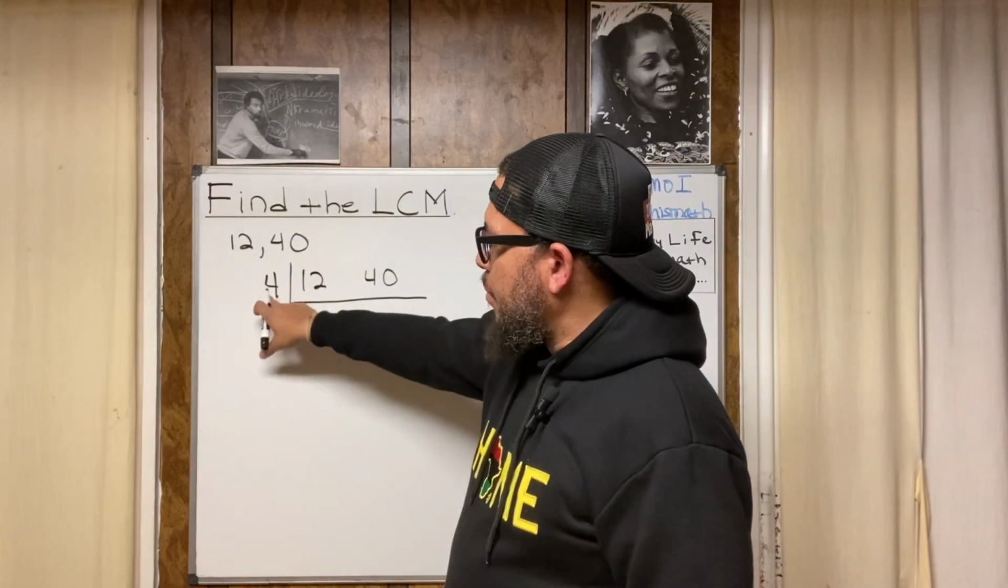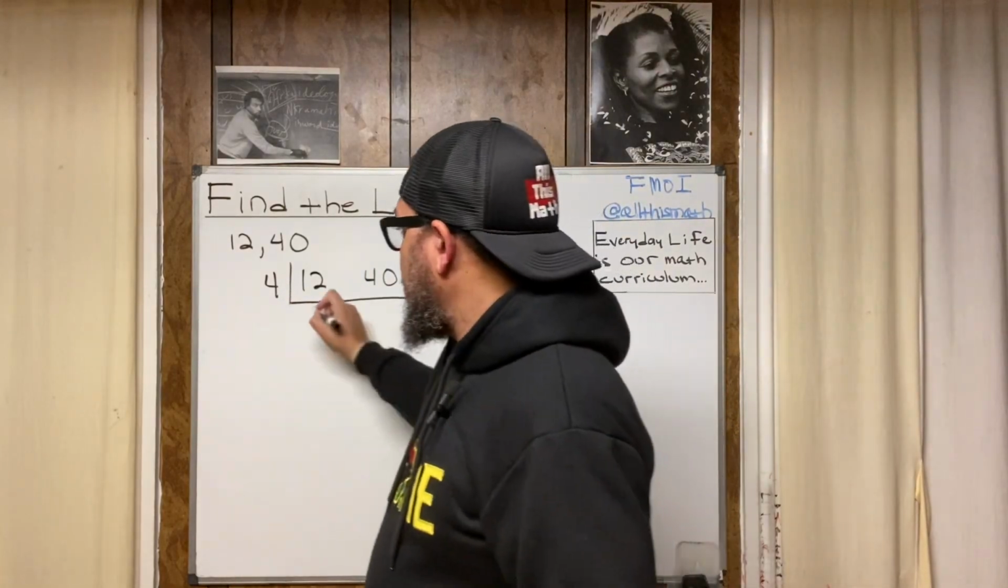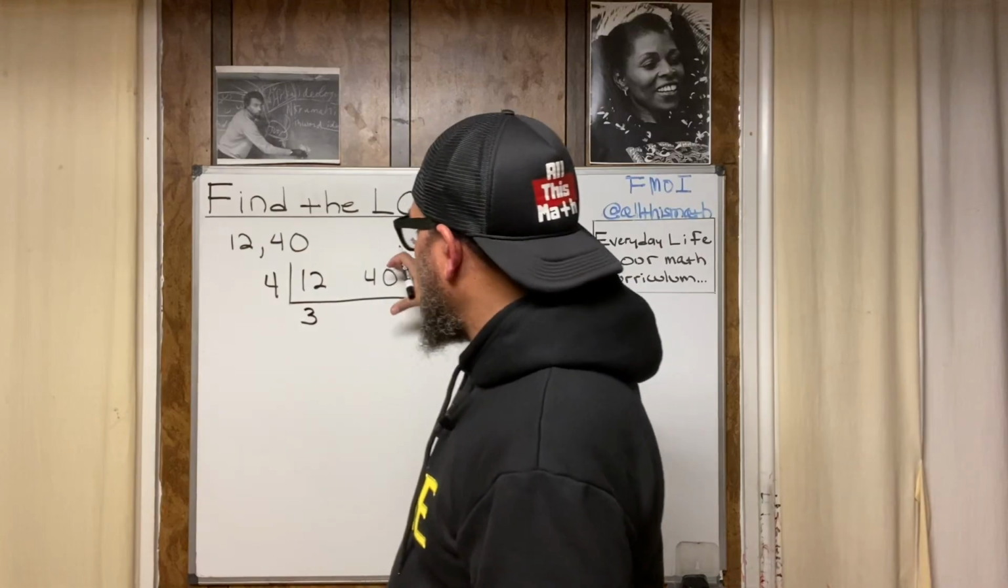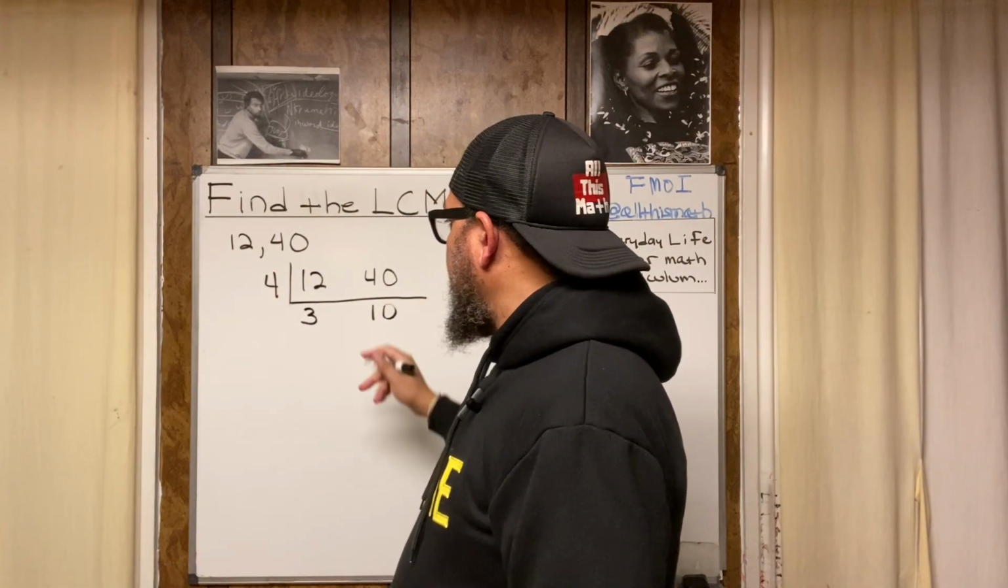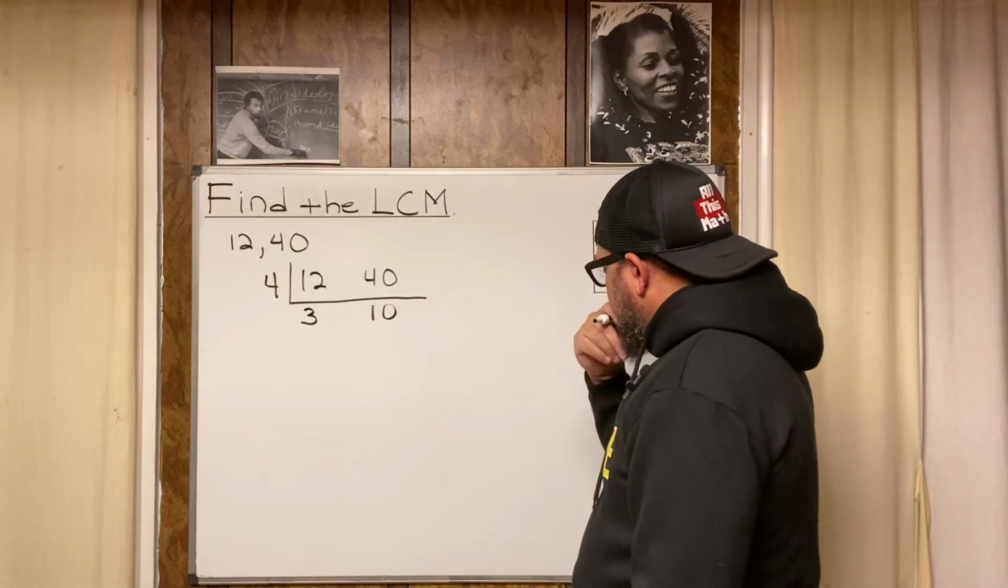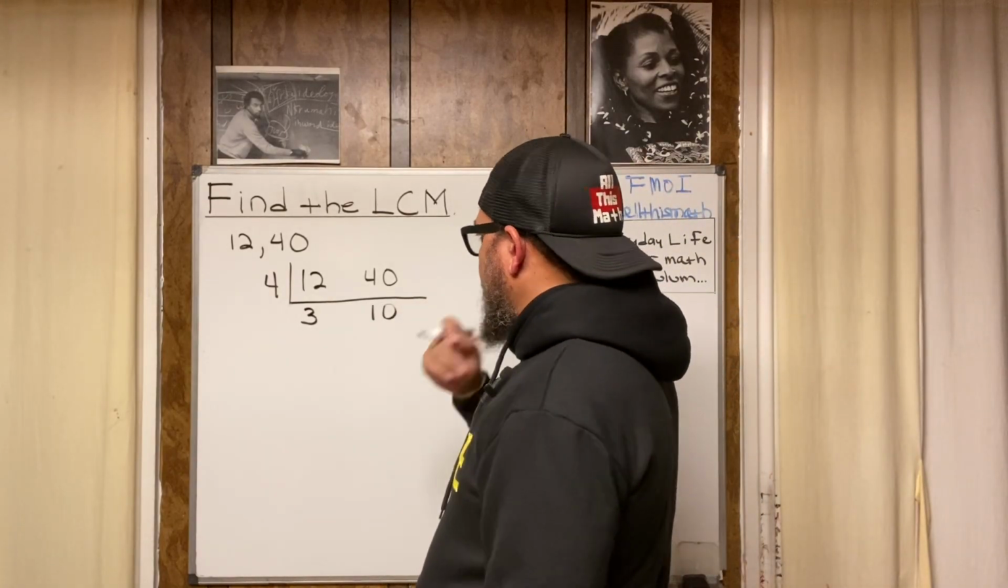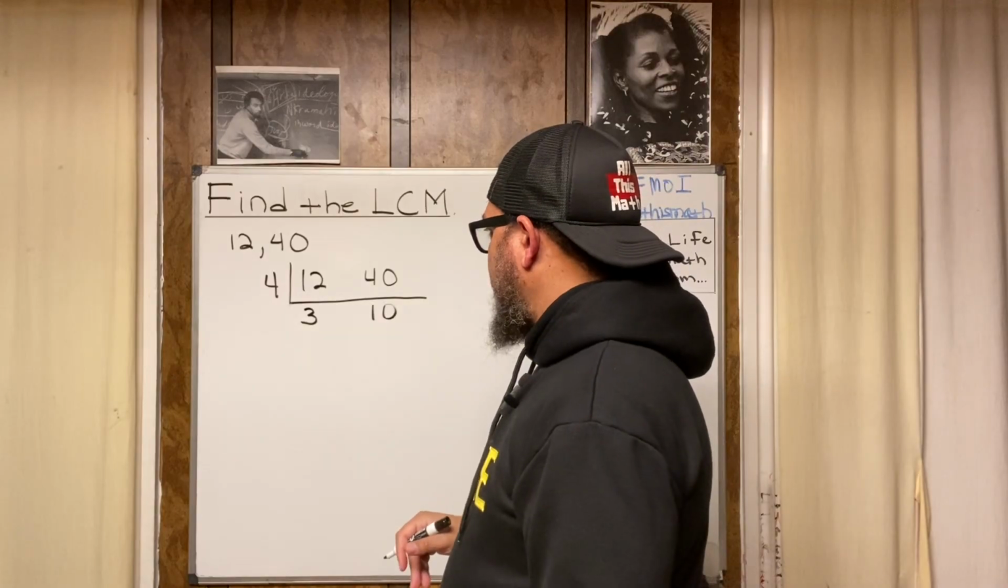We're going to do 12 divided by 4. That equals 3. So we write the 3 under the 12. Then we do 40 divided by 4. That equals 10. Write the 10 underneath the 40. All right. Now, what we're going to do next is stop right here.